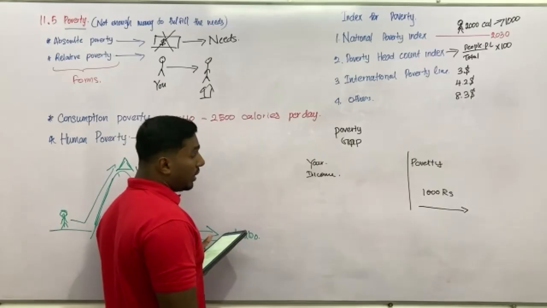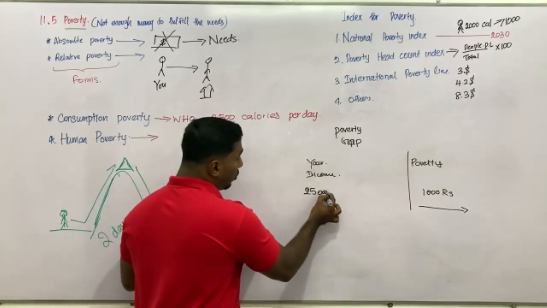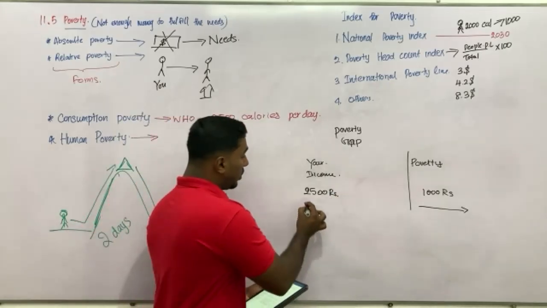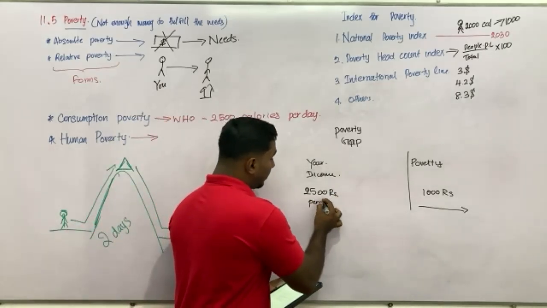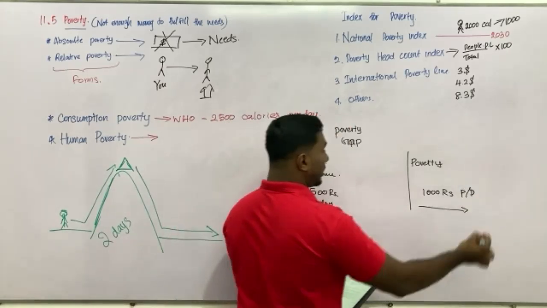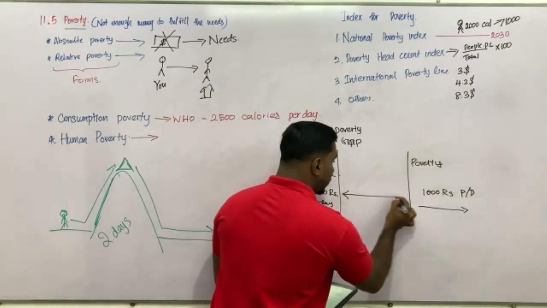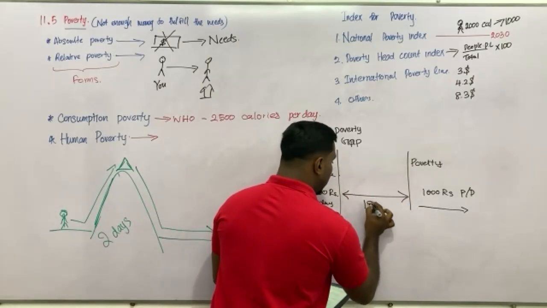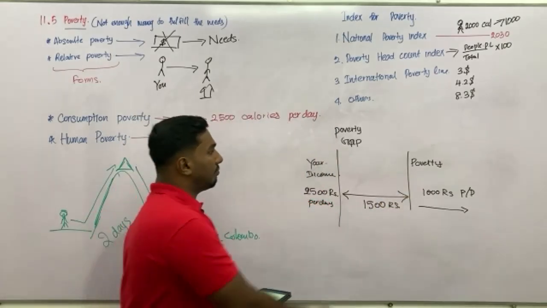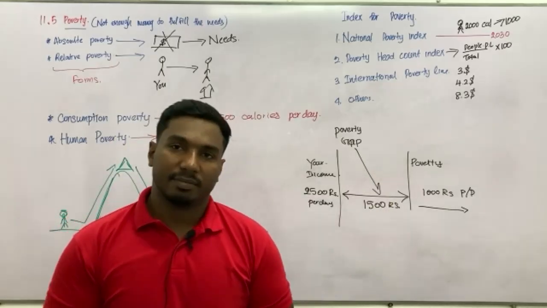And you are earning 2,500 rupees per day. And 1,000 rupees per day is the poverty line. So the gap between these two, 1,500 rupees, this is the poverty gap. Okay. Very simple as that.